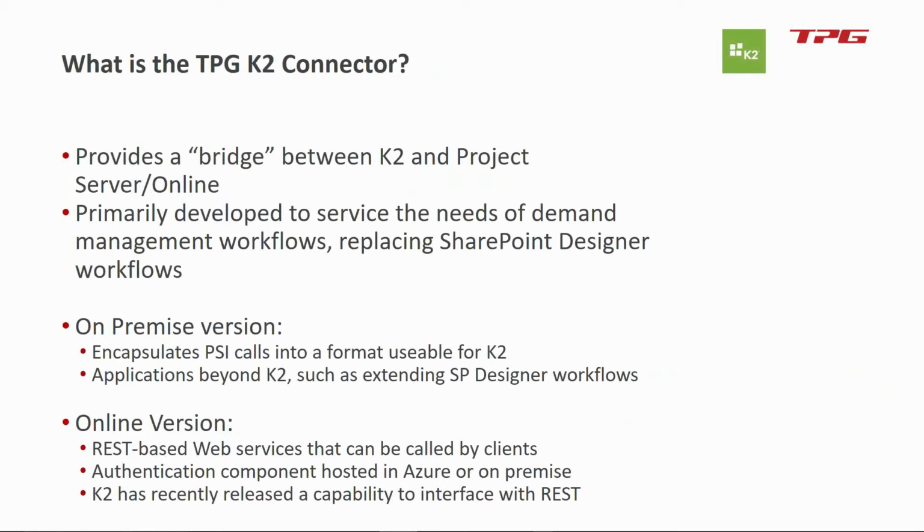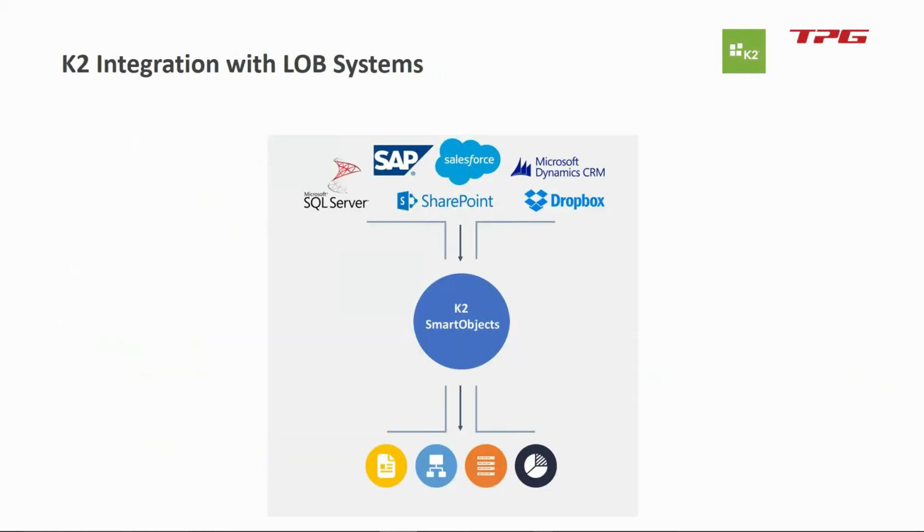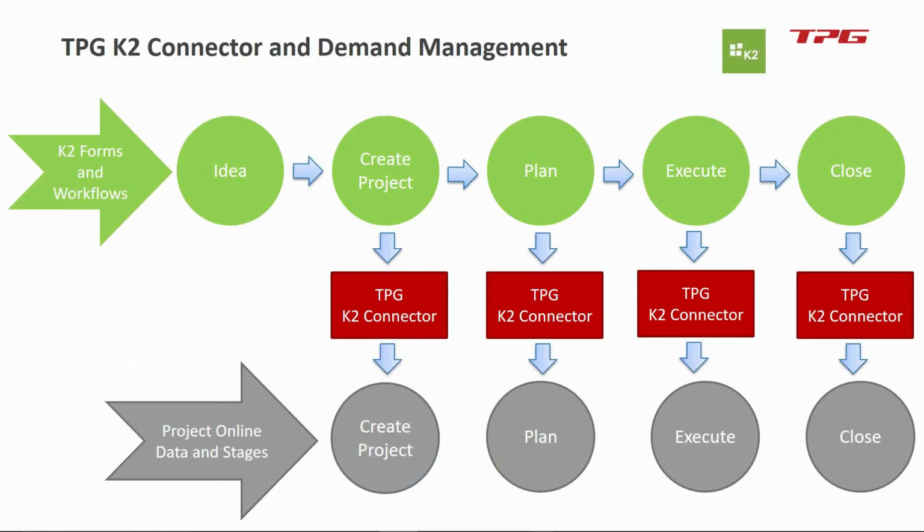Now let's focus back on the business case. As we said before, smart objects are reusable objects in K2 to connect the various systems. The TPG K2 connector now adds the connectivity to Project Server or Project Online, depending on the infrastructure you have chosen for your product portfolio management. So this is what we're going to walk through now. We are going to create and capture a new idea. We're going to create a project. We push it into the planning, the execution, and the closure phase. Of course, this changes the lifecycle stage of a project in Project Online. The K2 connector in the middle just takes care of the communication from one environment to the other.